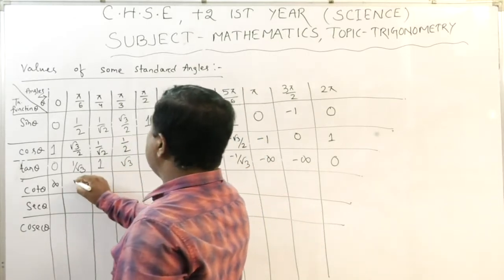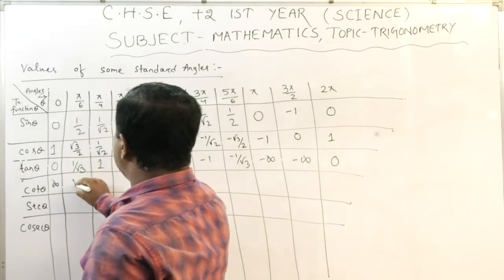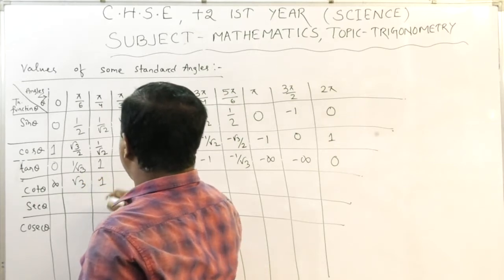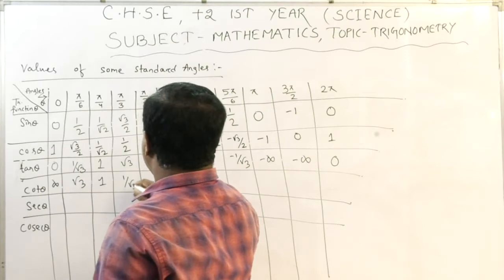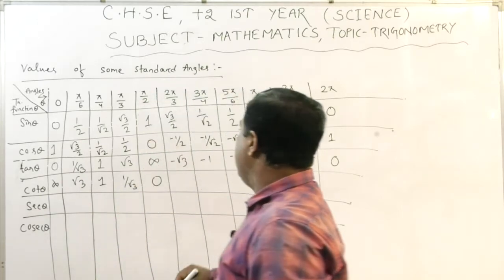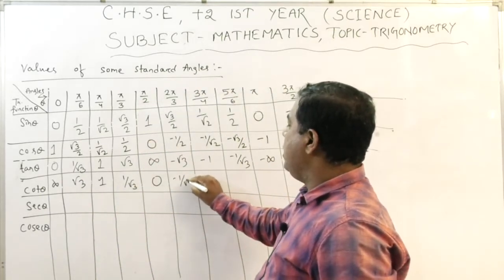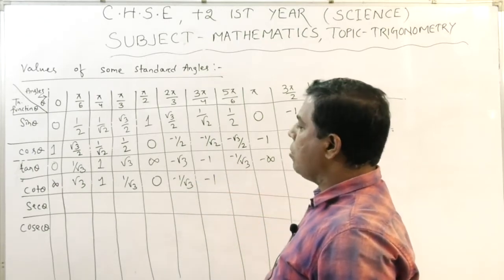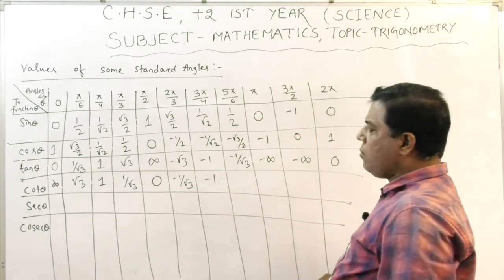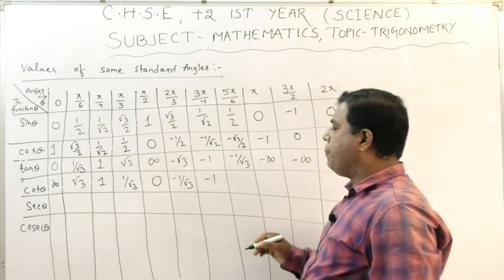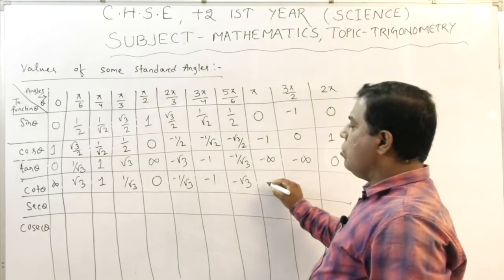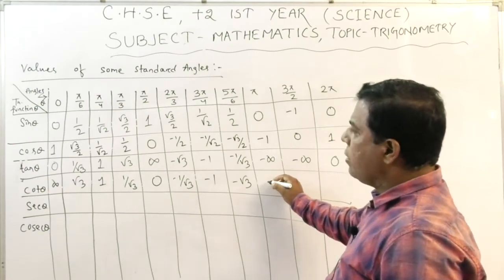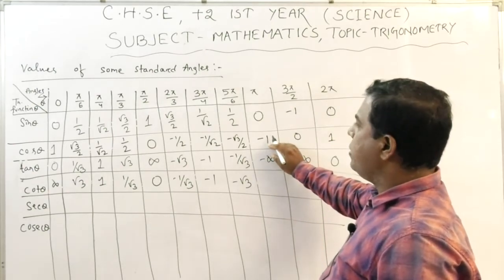Cot of pi by 6 is root 3. It is also 1. Cot of pi by 3 is 1 upon root 3. It is 0. It is minus 1 upon root 3. It is also minus 1, cot of 3 pi by 4. And what happened about your pi by 6? It is minus root 3.